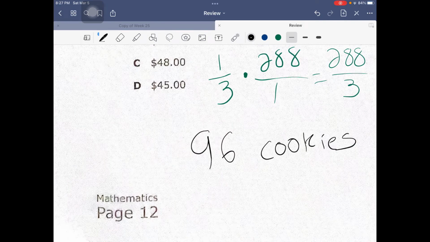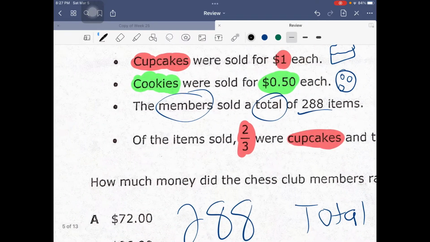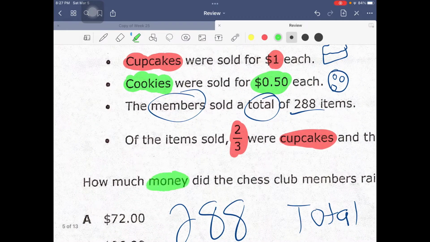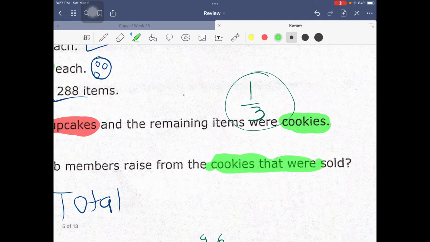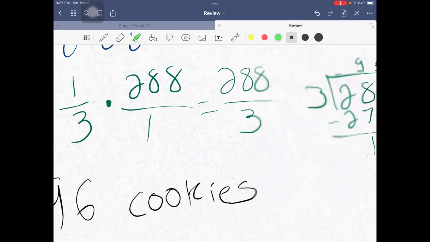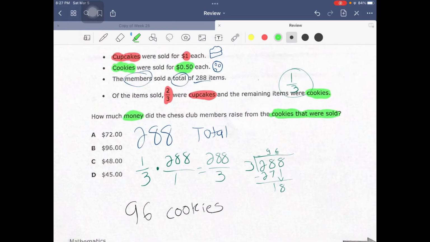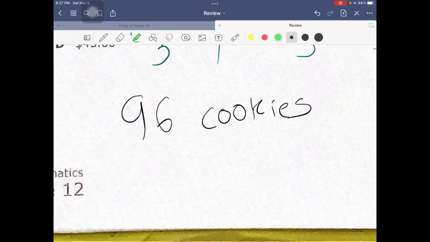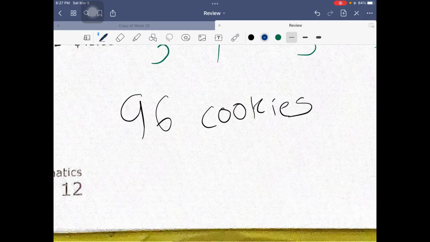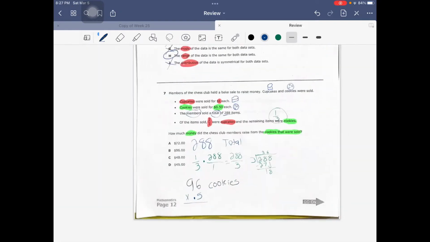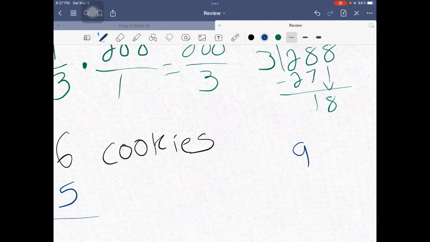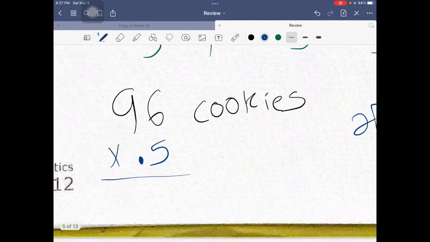But remember, how much money did the chess club members raise from the cookies that were sold? That's what they're looking for. So how much money, not the cookies sold, how much money? Now, one way you can find it is to multiply by the money, right, which is 0.5 or 0.50, it's the same thing. Or, since 50 cents is half of the dollar, you can divide 96 by 2. Now the choice is going to be yours.